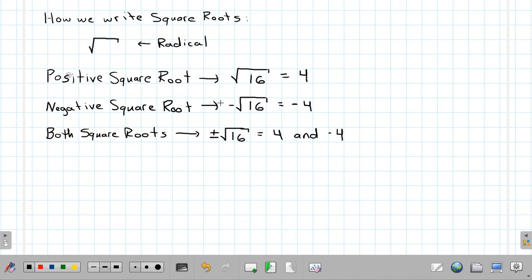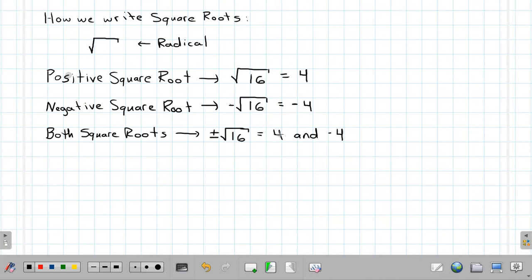So when you're working problems with square roots, if you just have this symbol right here, that means you just need the positive version of the square root, in this case positive 4. If you have a negative out front and then the square root, that means you need the negative of the square root, which is negative 4, so in this case the negative square root. And if you have this little symbol right here, plus or minus the square root of 16, that's going to be both the positive and the negative square roots.